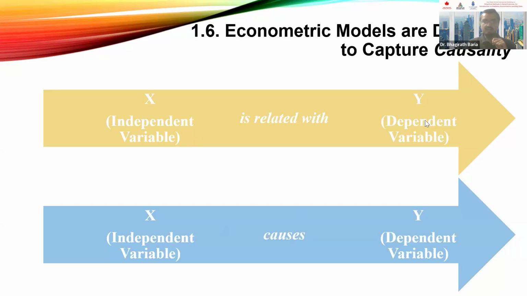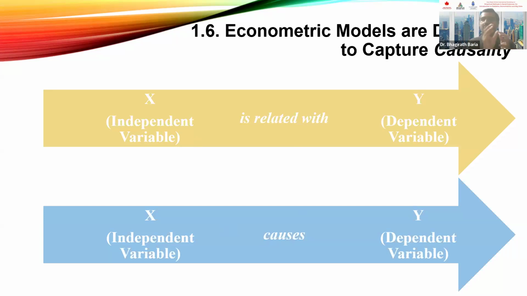So if X is related with Y, that's quite fine. I mean, X is related with Y, you know that. But if X is causing Y, how do you know that? Correlation is something you can find out with a data set. But how do you know whether X is causing Y? Because you can't experiment in the real world.